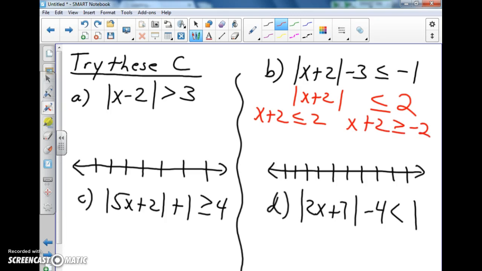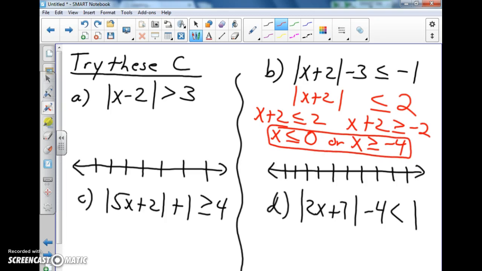Now what do I have to do to get x by itself? Subtract 2 from both sides. So how much is 2 minus 2? 0, right? And how about -2 minus 2? -4 is right. There you go. So here's the answer, like this. Now let's go to graphing it.